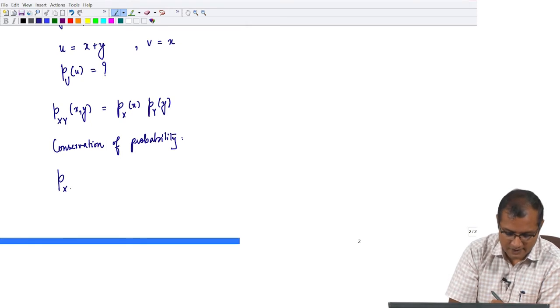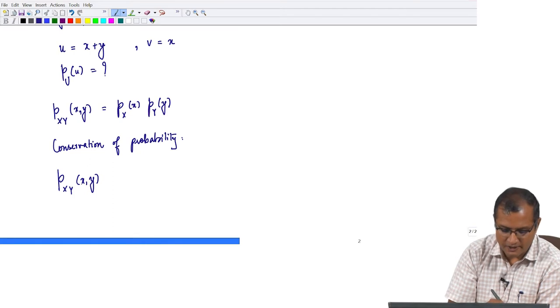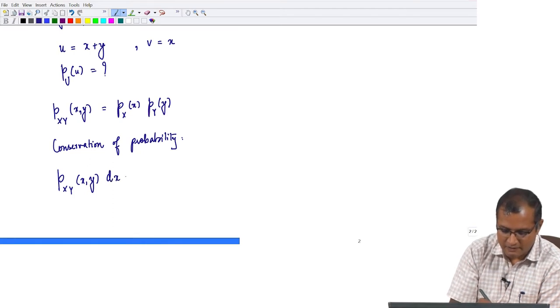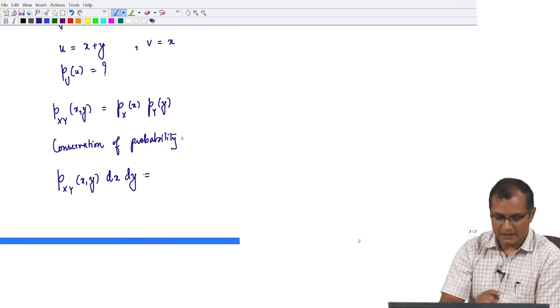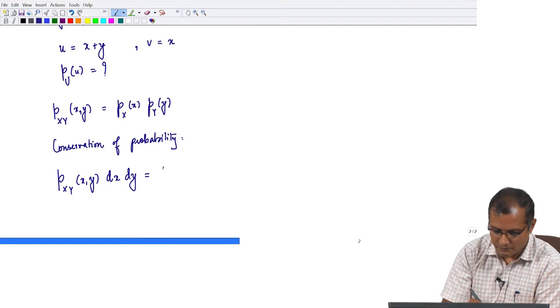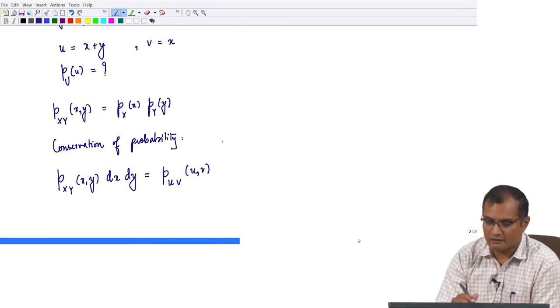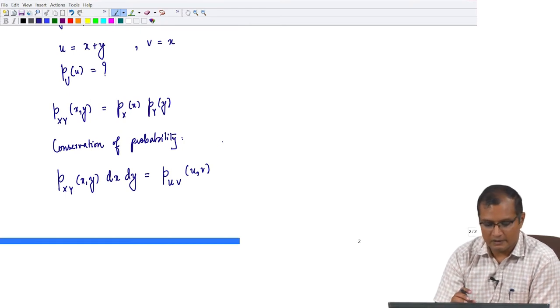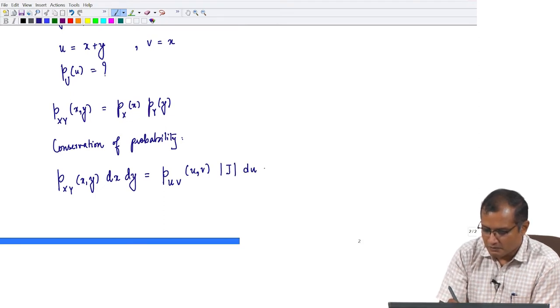So, I am going to write down this as p x y of x comma y dx dy, and basically this should be equal to the PDF of u v, u comma v, into, now there is an amplification factor involved because I have gone from x y to u v. So, there is an amplification factor here, that is the Jacobian, into du dv.